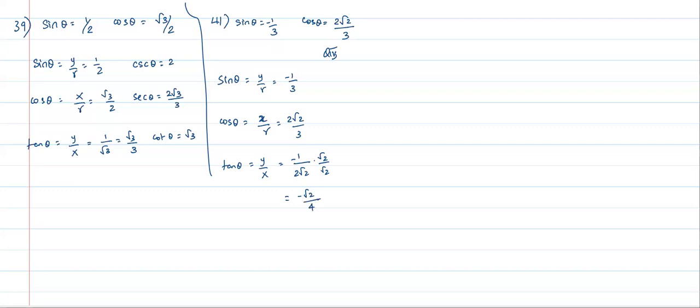Okay. Then cosecant theta, flip it, you get negative 3. Secant theta, flip it, you get 3 over 2 root 2. Multiply and divide by root 2, you get 3 root 2 over 4. Cotangent theta will be, flip your thing, you'll have negative 2 root 2. Okay, so these are your values for 41.